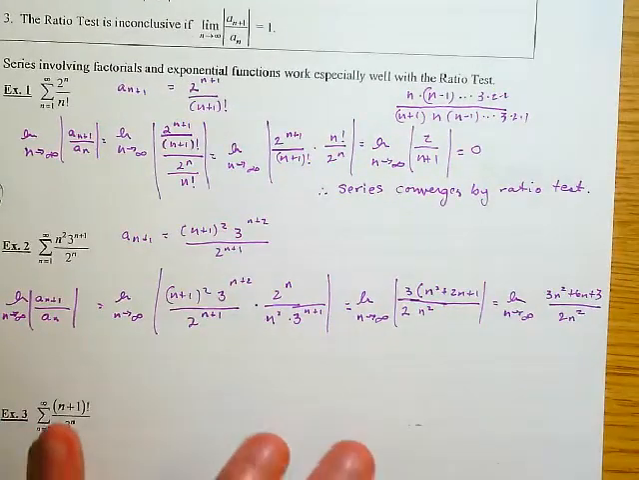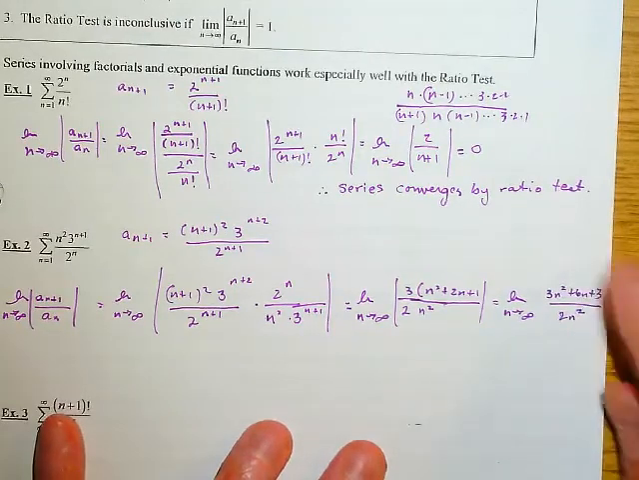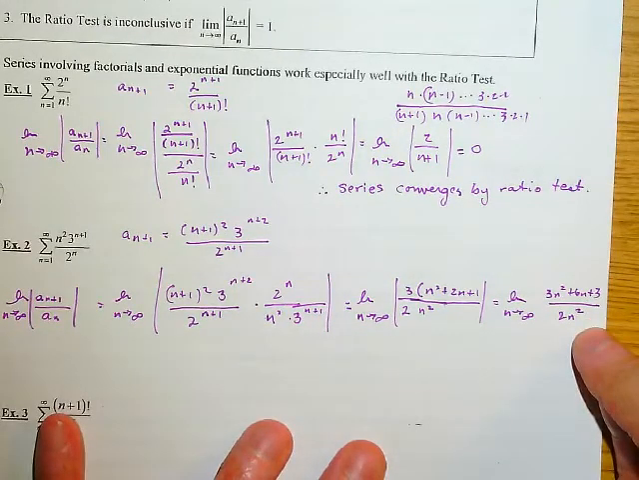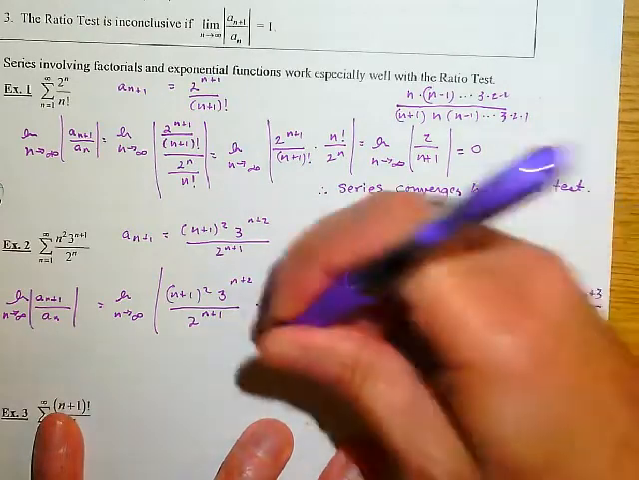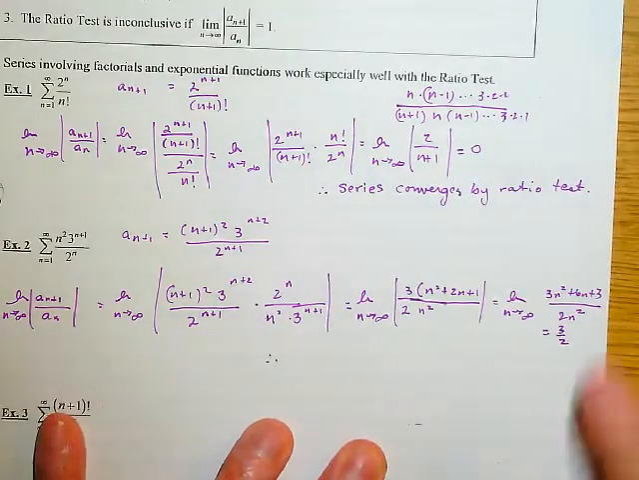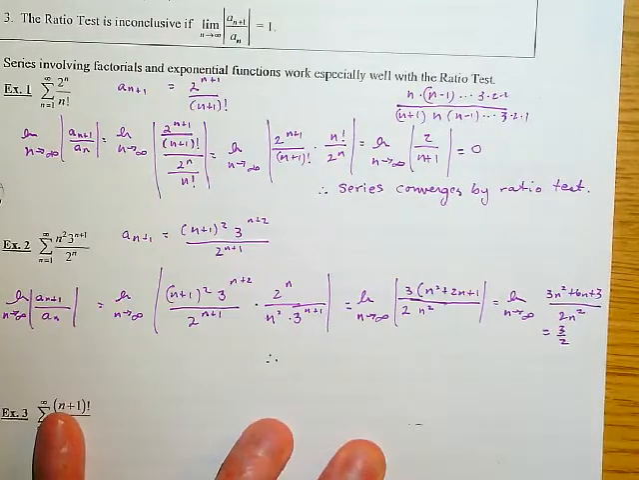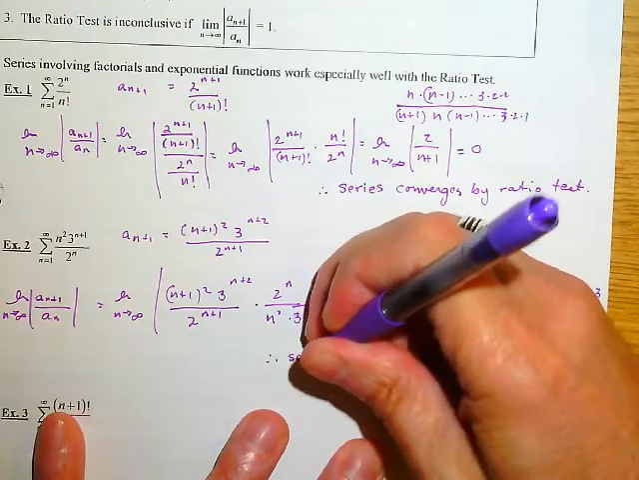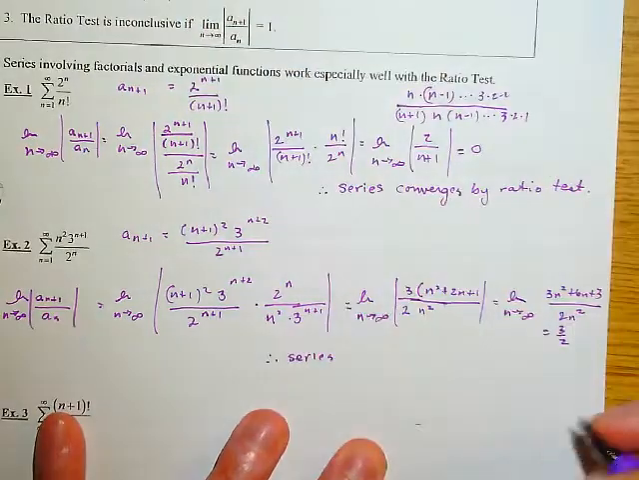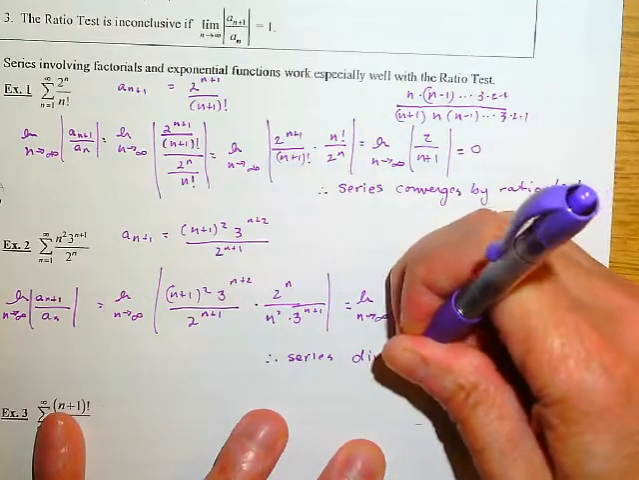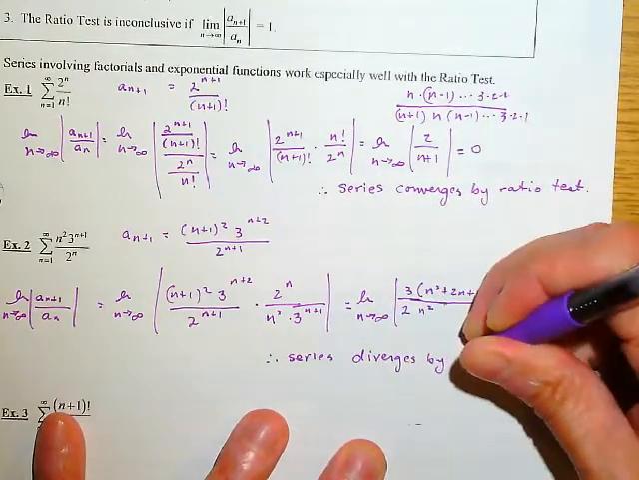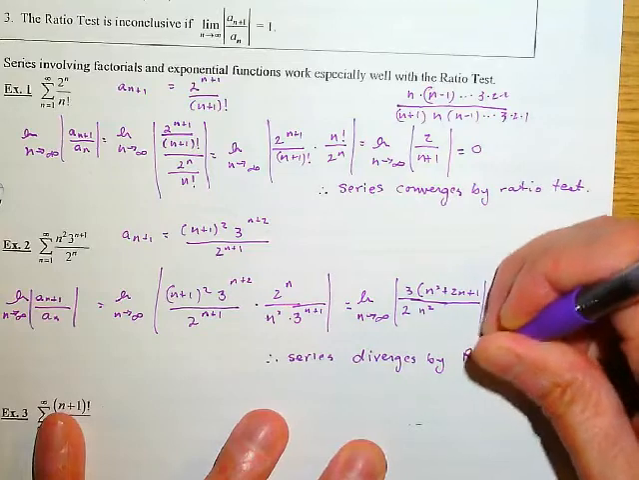That limit looks like one we should be able to do. Our degree of n is the same on the top and the bottom, so we're going to take the ratio. That equals 3/2. Therefore, right, even though my limit work is over here, we'll start this over here then. Therefore, the series what? Well, 3/2 is greater than 1, so the series diverges by the ratio test.